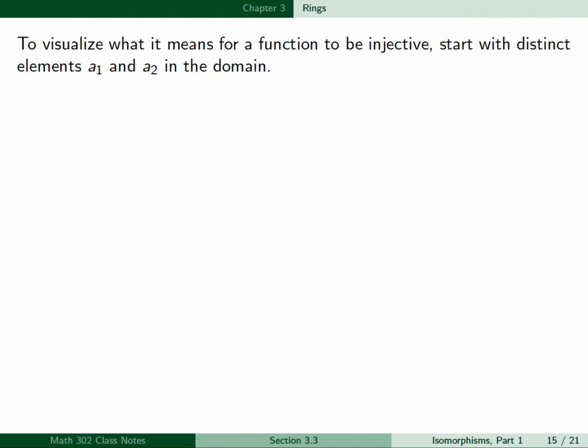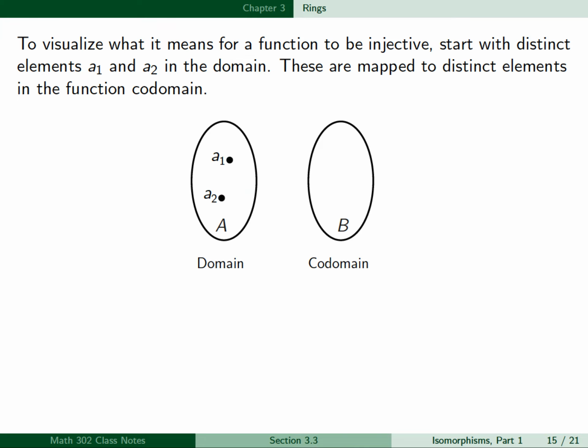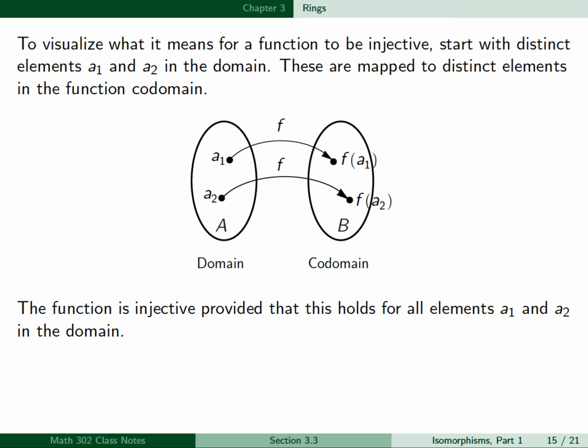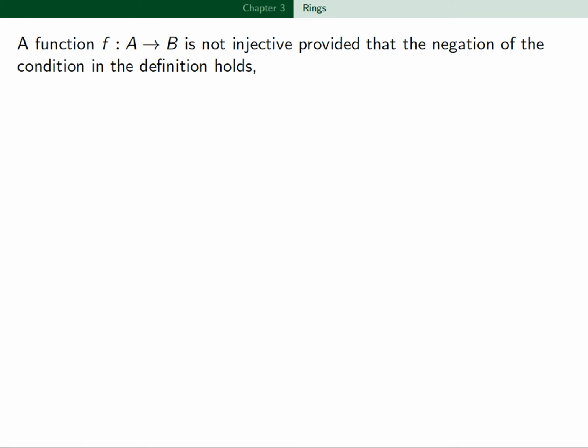To visualize what it means for a function to be injective, we'll start with distinct elements a1 and a2 in the domain. These are mapped to distinct elements in the function codomain. So f maps a1 into an element f(a1), and f maps a2 into a distinct, or different, element f(a2). The function is injective provided that this holds for all elements a1 and a2 in the domain.